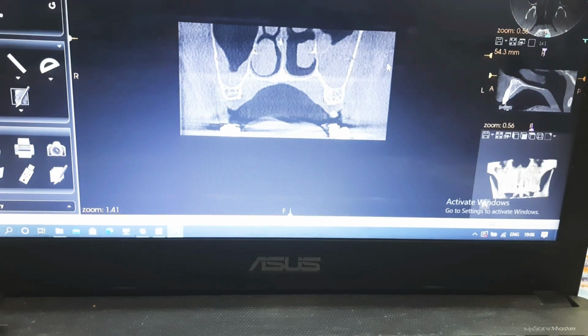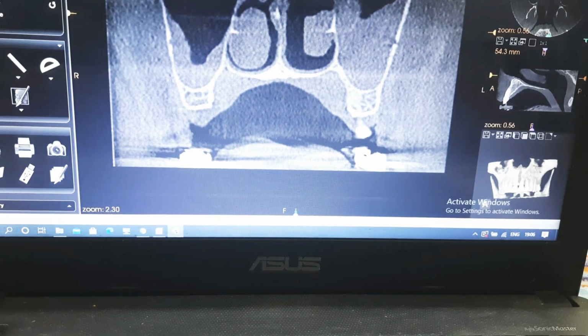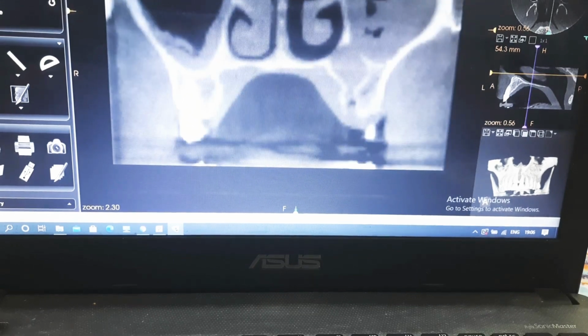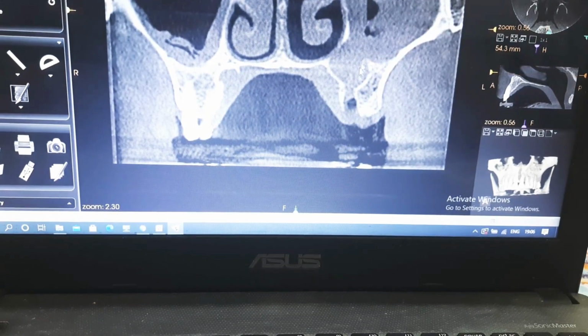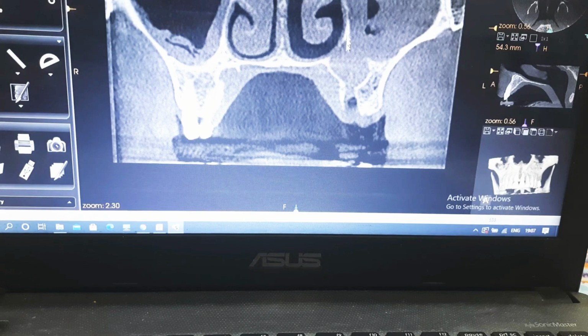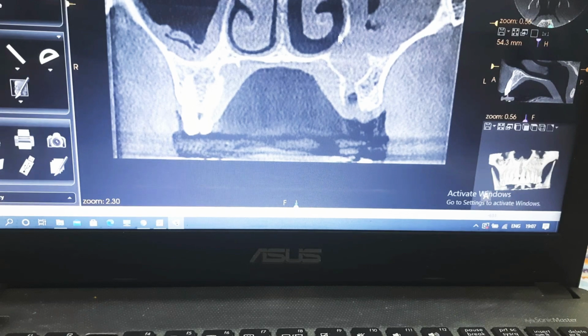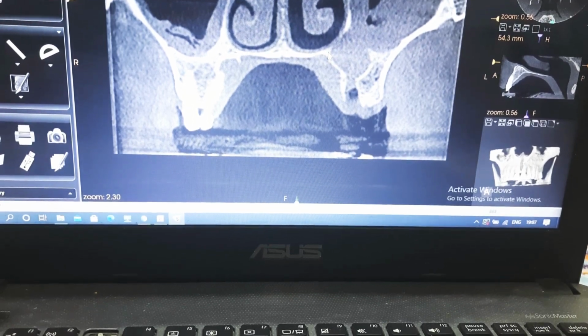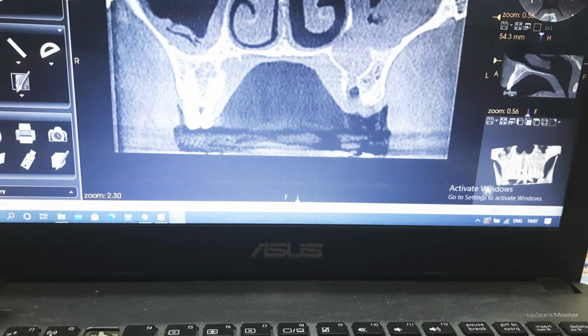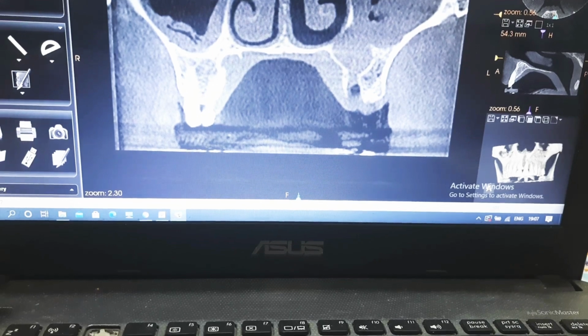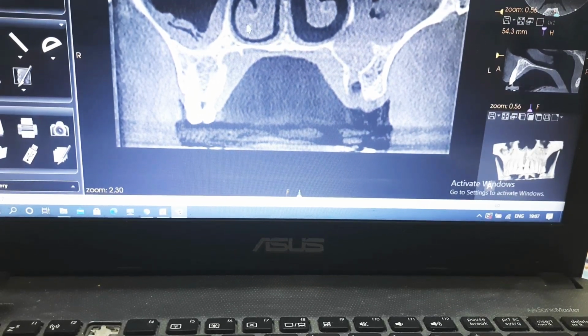This is a coronal section. Now you can see this oroantral communication and the involvement of the maxillary sinus, and you can also notice that there is some thinning and effacement in the lateral wall of the nose. The nasal septum has also been thinned out, and there is some erosion in the nasal septum too. So this is also a case of mucormycosis.